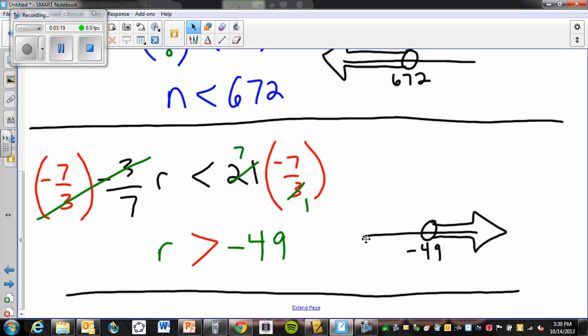So now when we graph, we have our number line, our starting point at negative 49. An open circle because it's not or equal to. And because we flip the sign, our arrow is now going that direction. That's which way my arrow is going to go.